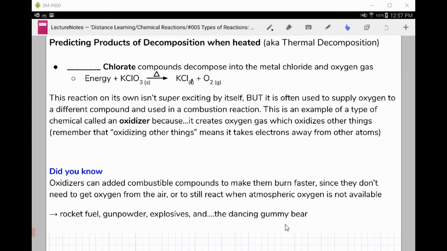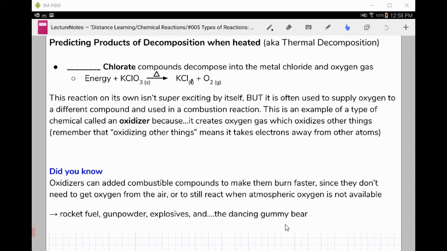really fast, but it also allows these types of reactions to occur where not as much oxygen from the atmosphere would be available. So meaning like inside of closed containers or in space, that kind of thing. So for example, these types of compounds are often included in things like rocket fuel, gunpowders, explosives, to provide that extra oxygen to the hydrocarbons for the combustion reaction to allow it to happen at a much greater rate.